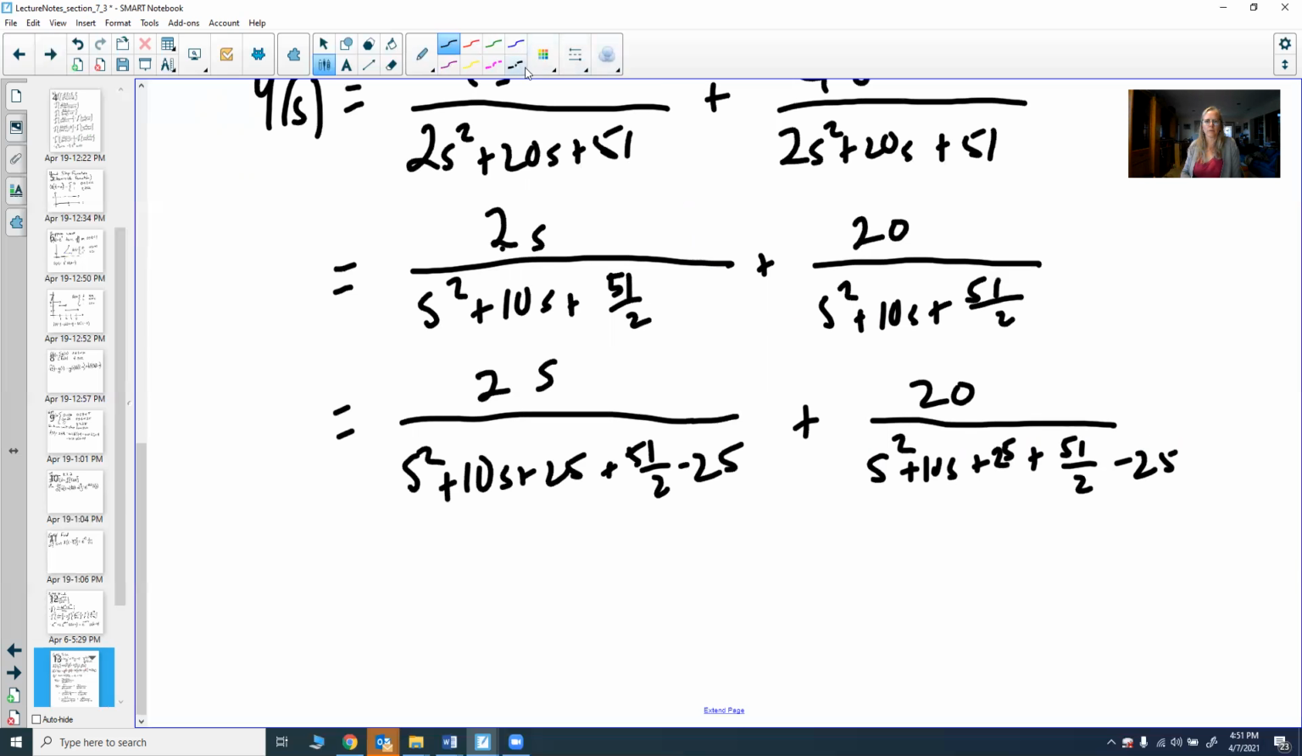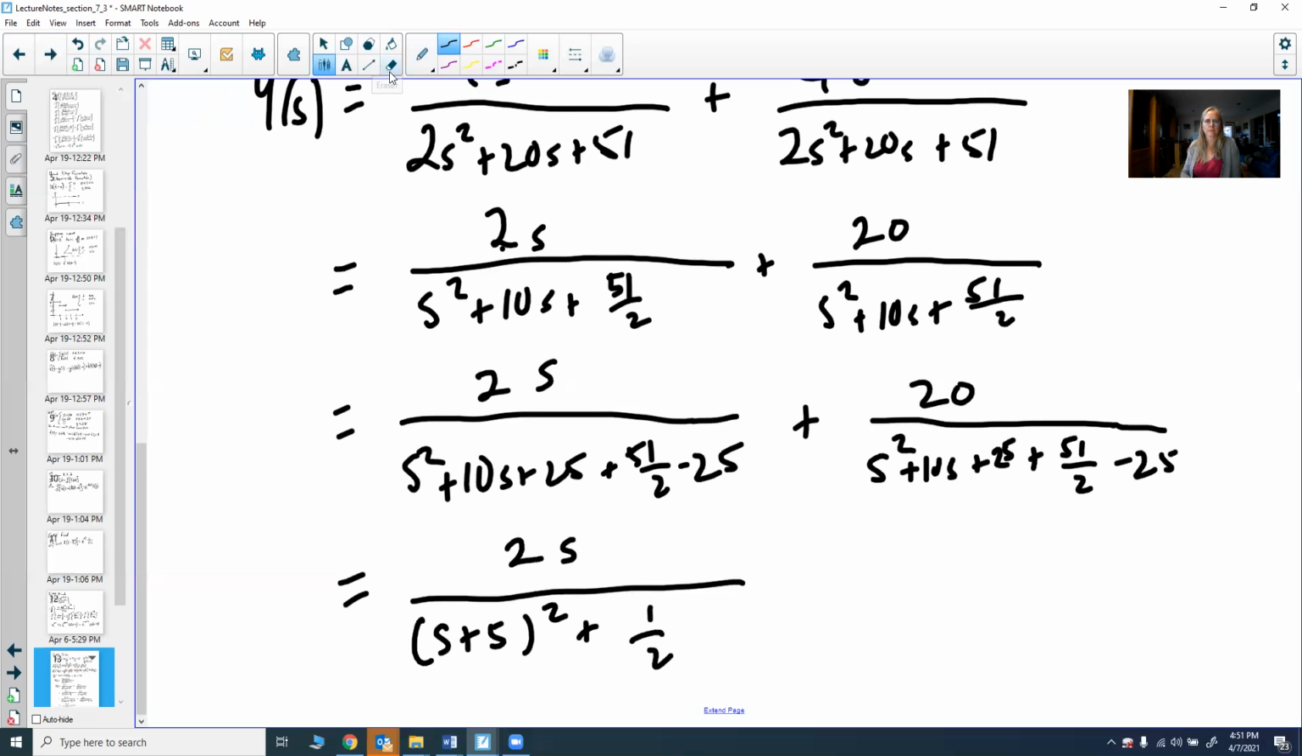Oops, minus 50, minus 25, that's right, okay. All right. So we now get 2s over s plus 5 squared. 51 halves minus 25, 51 halves minus 50 halves is negative 1/2. Oh, actually positive 1/2, sorry, positive 1/2.